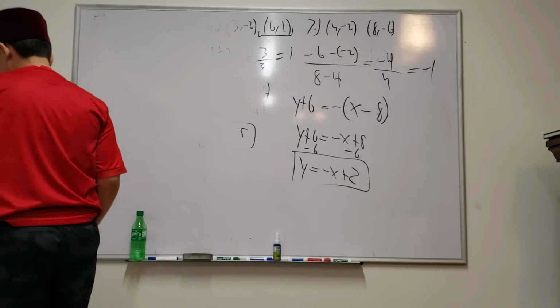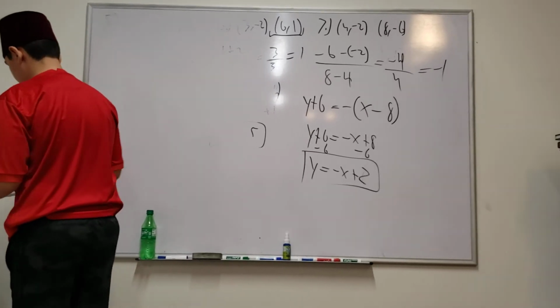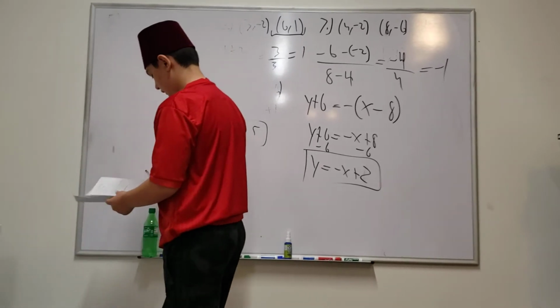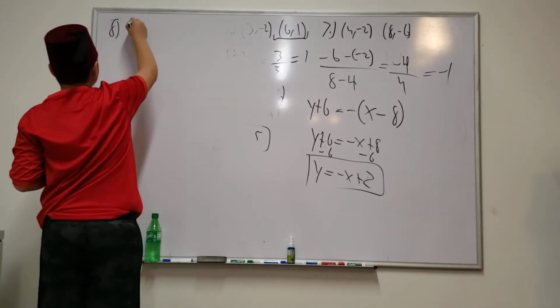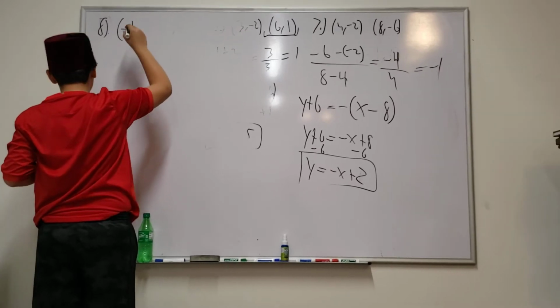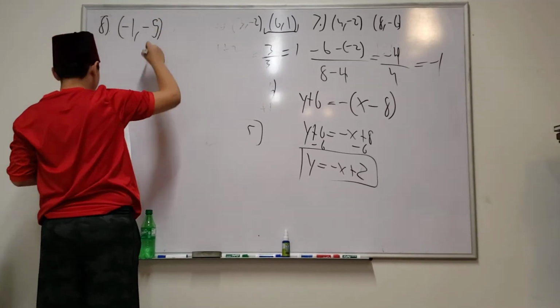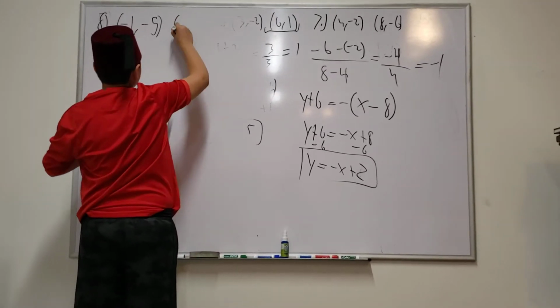Okay. So our final question for this problem set, I think. Yeah, final question. It's number 8. So the points are (-1, -5) and (2, 10).